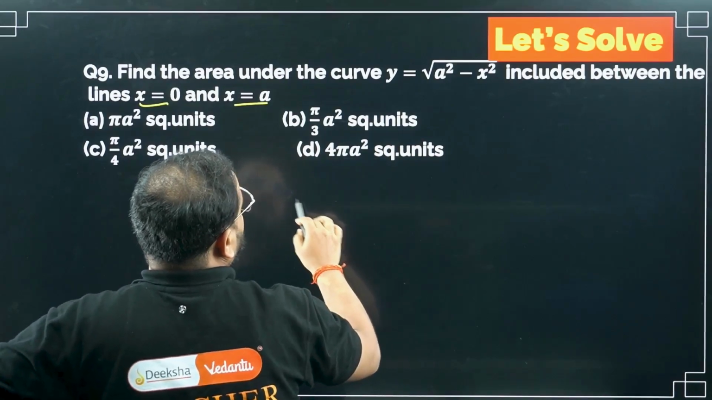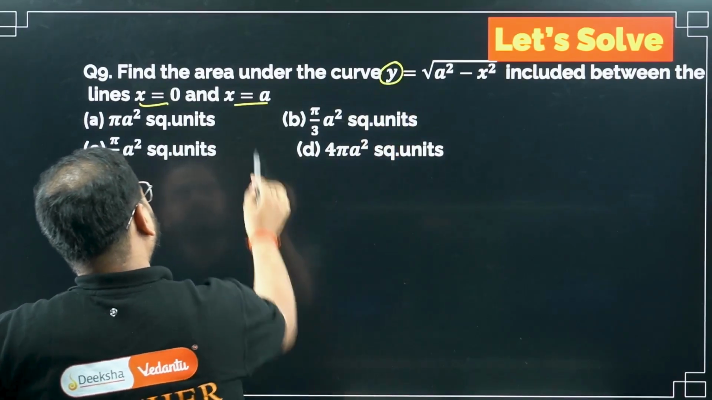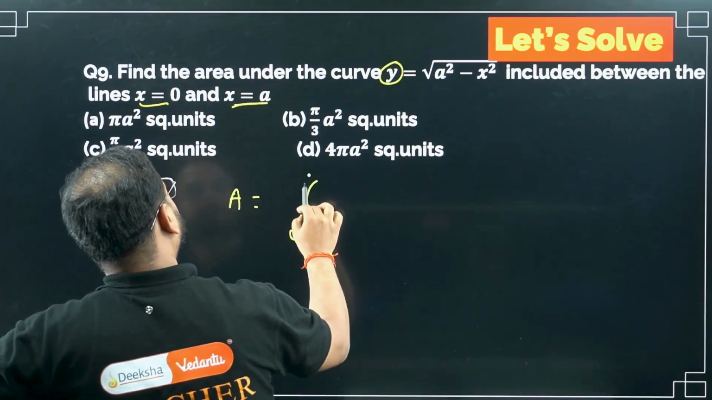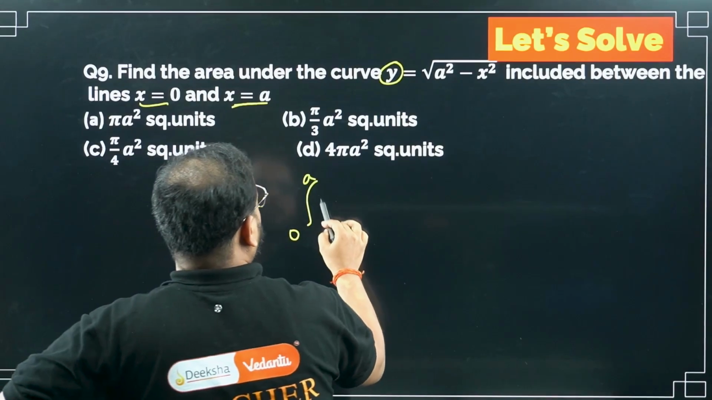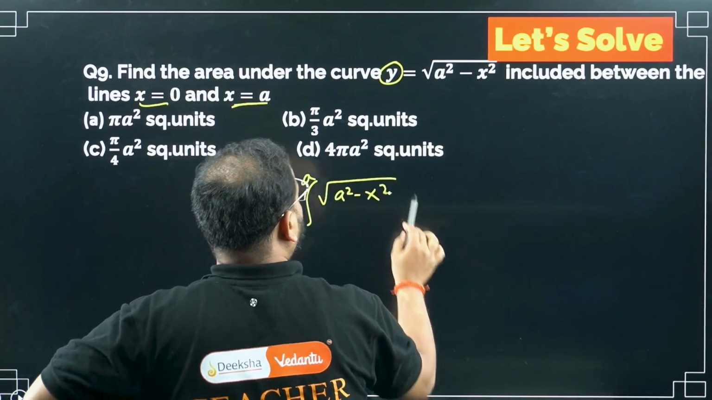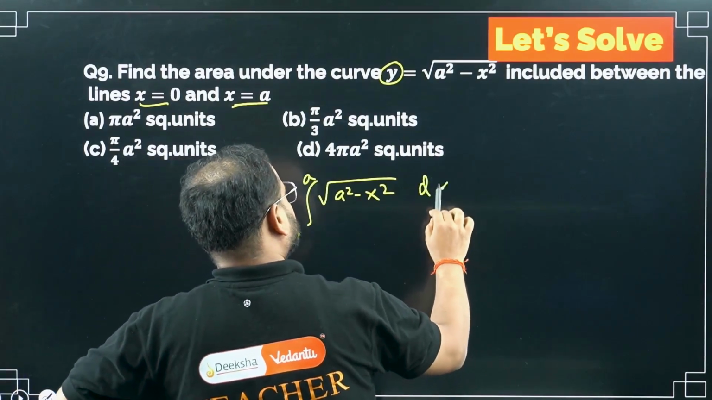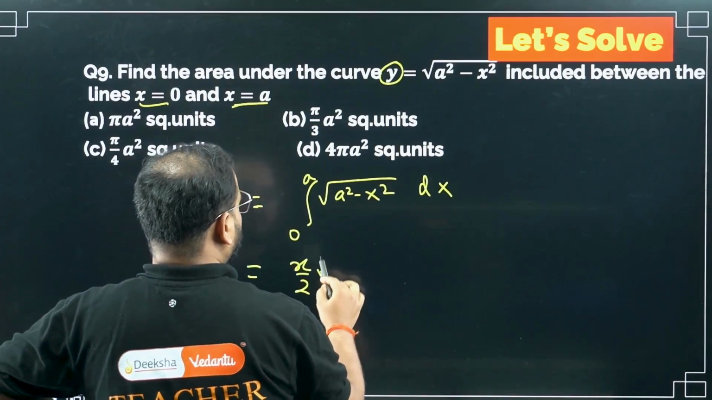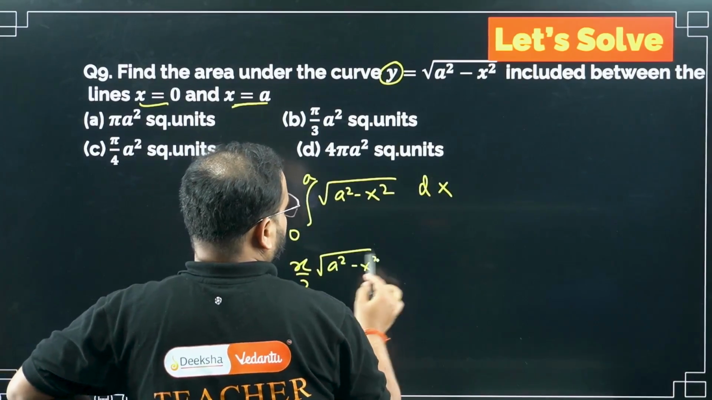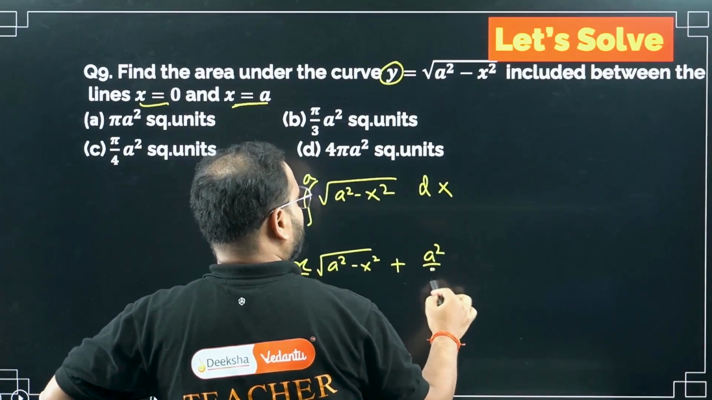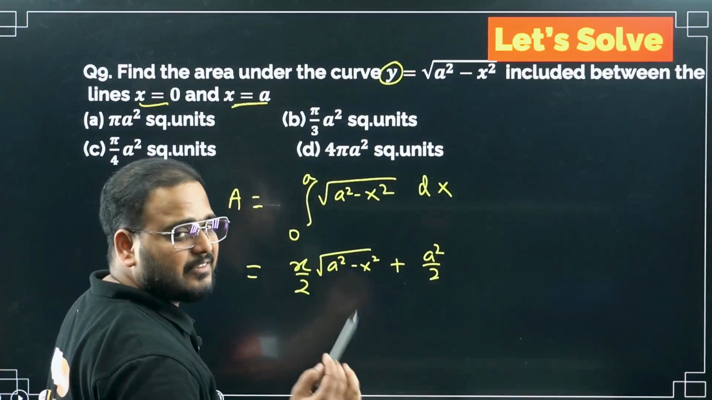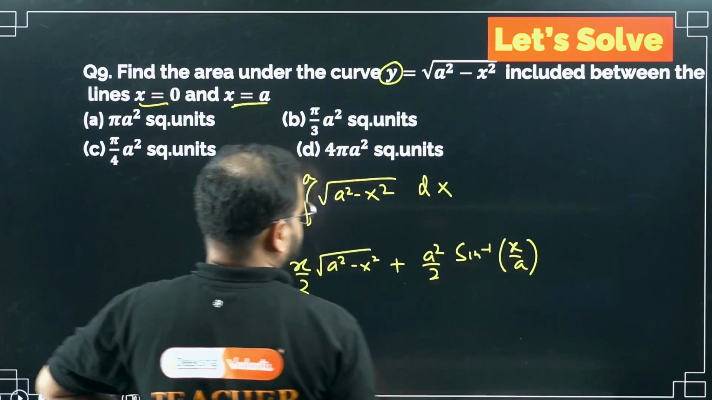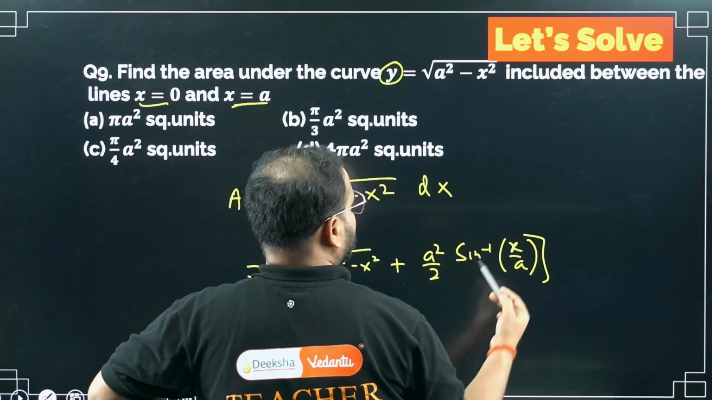Already they have given the y value, no? Limits they have given. So I can write this area A to be what? From 0 to a. This is a particular function, I hope you remember. What's the integration of this? So x by 2, same root will remain like this, plus a square by 2. Since it is a square minus x square, sine inverse form will come. So sine inverse of x by a, whole thing under limits like this.